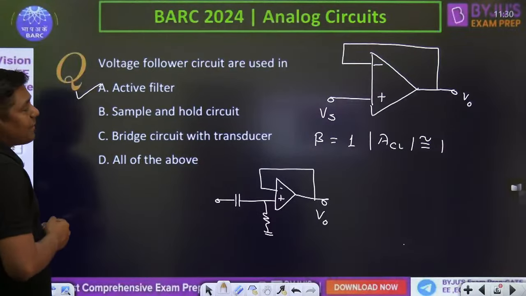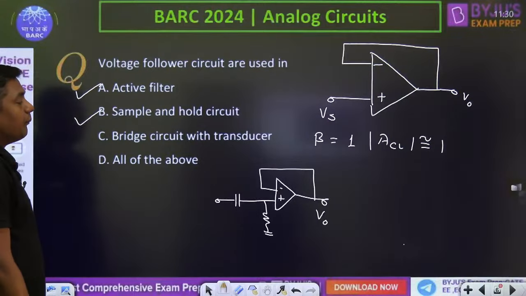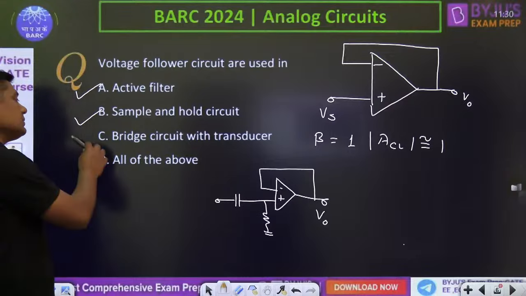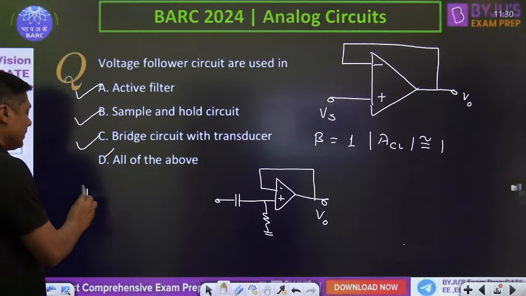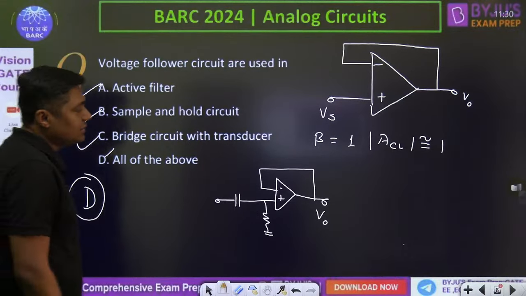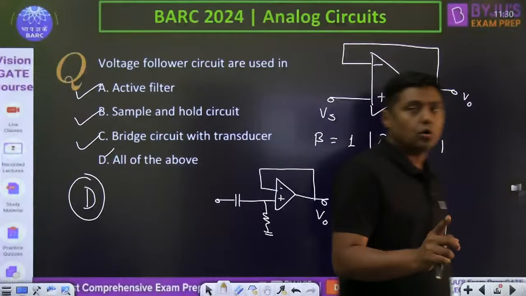It is used in active filter. Yes, it is used in sample and hold circuit. Bridge circuit with the transducer, yes. And then finally all of the above means what is the answer for this question? D. D for Delhi. These are the applications of voltage follower.